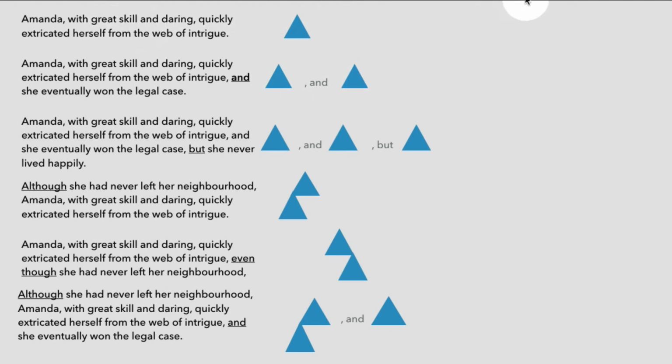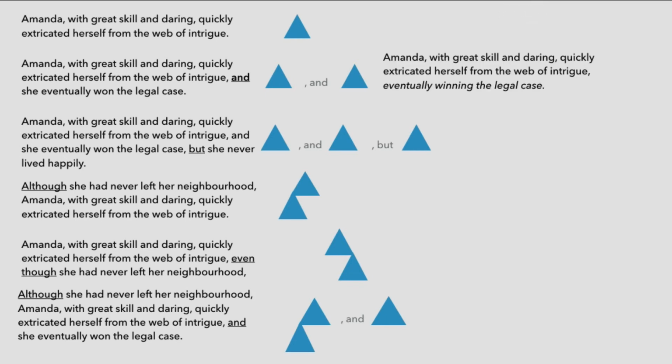Now we're going to just change a few things so you see how this works when you don't have a complete clause. Look at this here. It's very similar. Amanda with great skill and daring quickly extricated herself from the web of intrigue, eventually winning the legal case. Now eventually winning the legal case, there's no subject here and there's no finite verb. Consequently, this is a non-finite clause, and it looks like this. This represents the finite clause, and this is the non-finite clause.